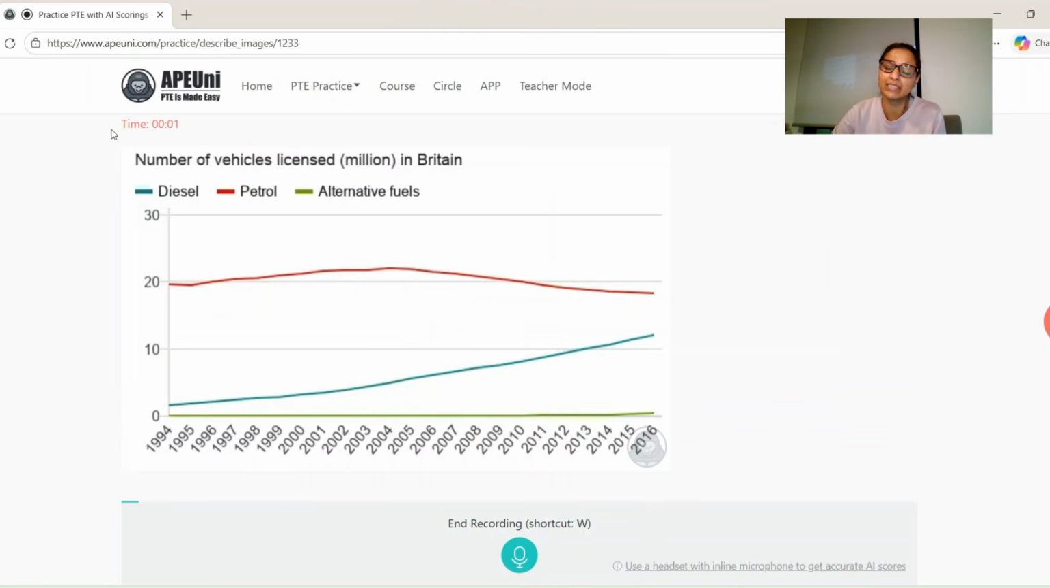The given image is a line graph showing the number of vehicles licensed in millions in Britain. On the left-hand side, on the y-axis, there are the numbers 0, 10, 20, and 30, which are in the millions, and on the bottom axis, the x-axis is showing years 1994 through to 2016. In general, there are 3 different lines. Red represents petrol, blue represents diesel, and green represents alternative fuels. By far the highest is petrol at above 20 and dropping just below 20, and diesel slowly increasing.